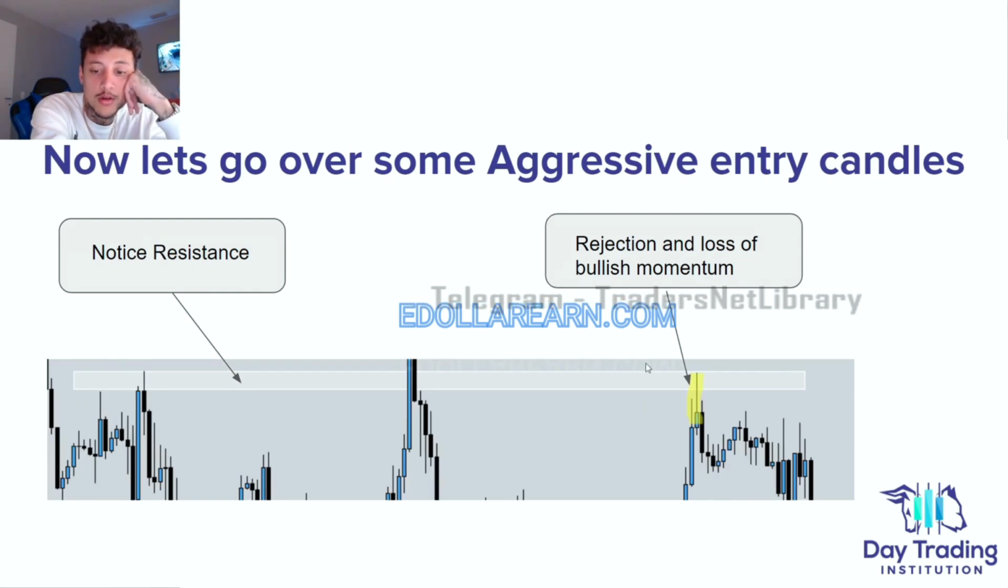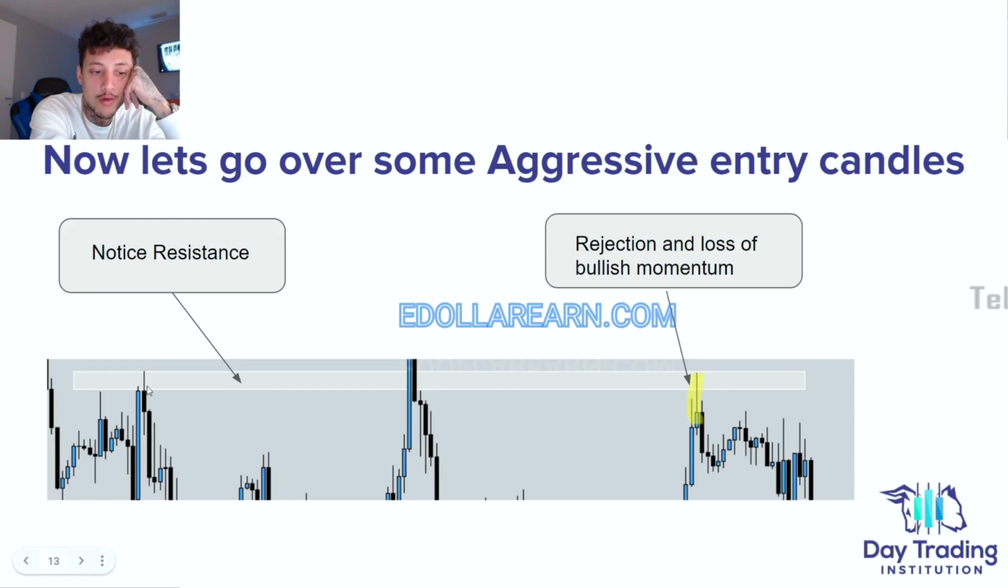Now, this is another example, right? Same concept. Notice resistance, and then the rejection and loss of bullish momentum with this bullish candlestick here. You would sell right then and there when this candlestick closes for an aggressive entry, and then notice price consolidate and then continue to go down. Those are two examples of an aggressive entry.